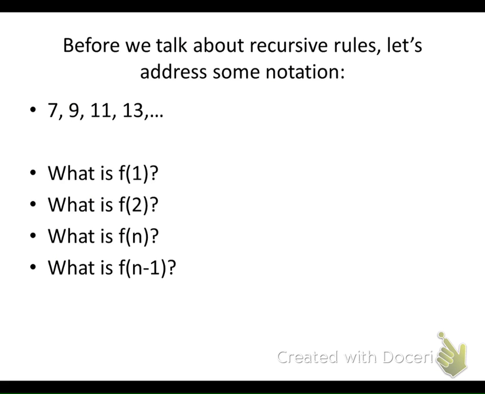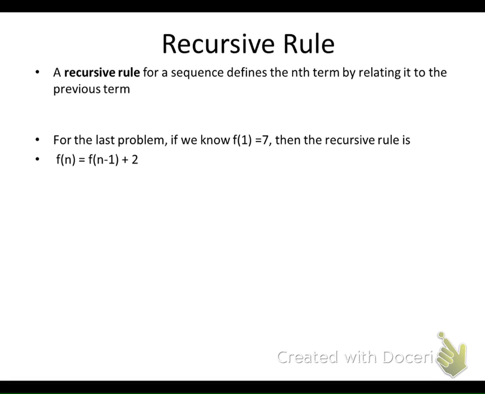Now, let's talk about recursive rules, and I'm actually going to skip this slide. A recursive rule defines the nth term by relating it to the previous term. In the last problem, we know that f of 1 is 7. And let me just copy down my sequence here. We got 7, 9, 11, 13. So our recursive rule in this case would be that the function is equal to f of n minus 1 plus 2. Now, we need to talk about what this f of n minus 1 means.